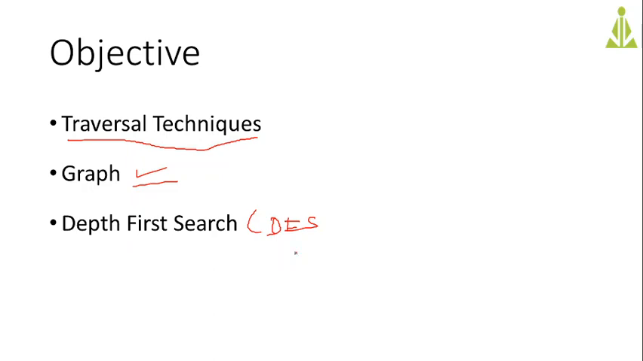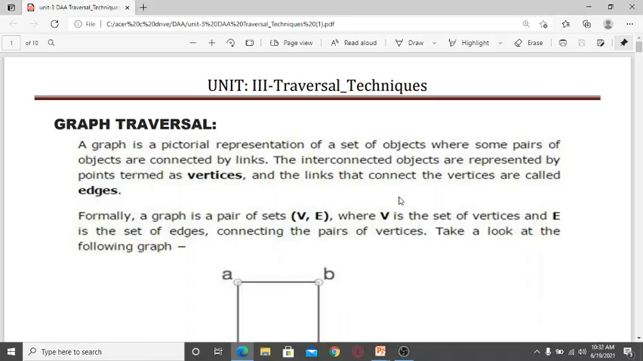One more topic is there, that is BFS, breadth first search. But as per your syllabus, you only have DFS, so we are going to see only DFS. First we will see what a graph is, then we will go with DFS. So this is the traversal technique in Unit 3, graph traversal.